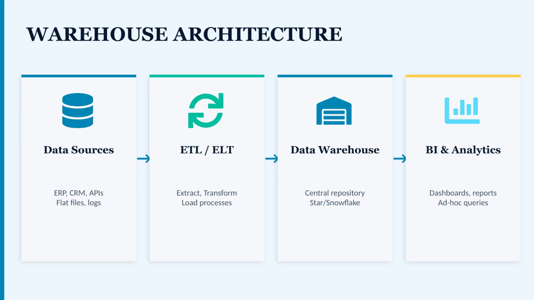The architecture flows from left to right. Data sources feed in: ERP, CRM, APIs, flat files, logs. Then ETL or ELT processes extract, transform, and load the data. The data warehouse is the central repository using Star or Snowflake schemas. And finally, BI and analytics tools produce dashboards, reports, and ad hoc queries.